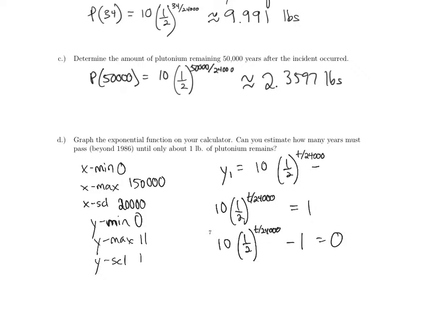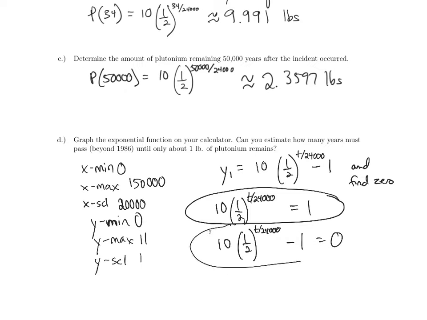So I'm going to have you put this into your calculator and find the 0. And that's not going to give me when there's 0 plutonium. That's going to give me when this is true, because that is equivalent to when this is true. So if we can find the 0 of this, then I have found the answer to this.